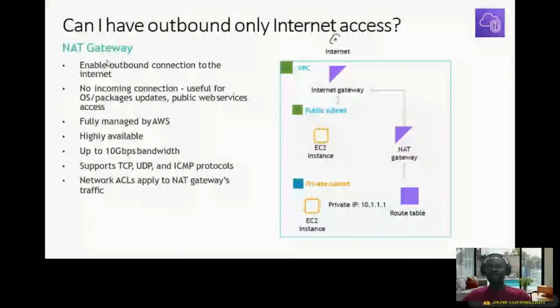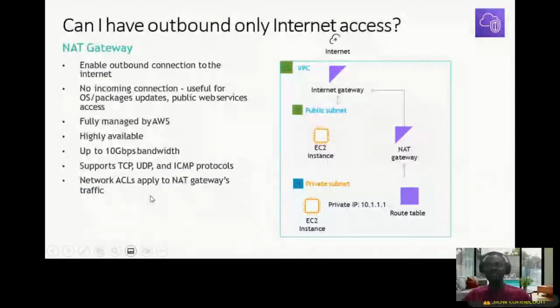No incoming connection from the internet, with packaging, services and assets fully managed by AWS. Before now, that gateway was known as the NAT instance. It was an instance that you could launch, specifically made for NAT. But the NAT gateway has replaced that. It is managed by AWS, highly available, and supports up to 10 Gbps bandwidth. It supports TCP and ICMP protocols, and a network access control list can also be applied to the NAT gateway.